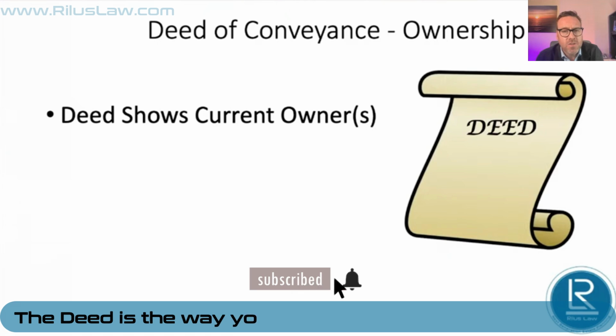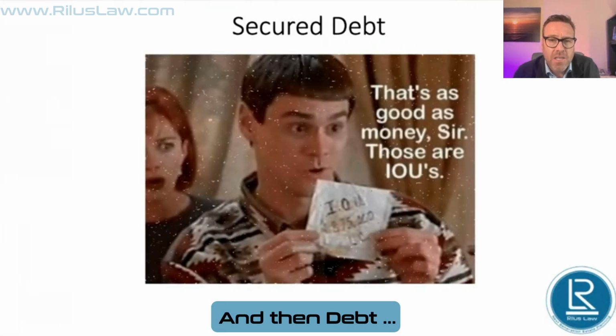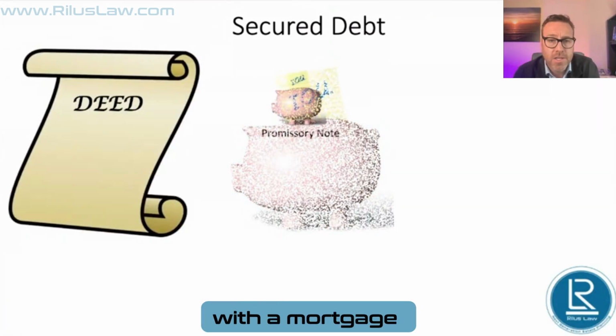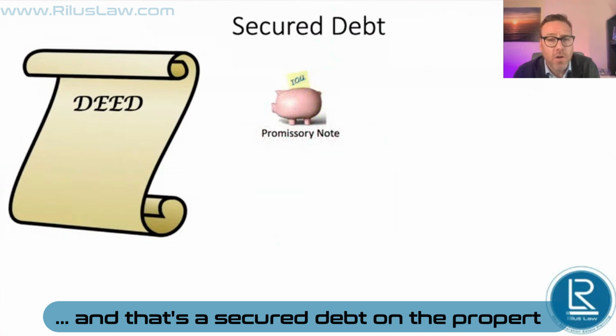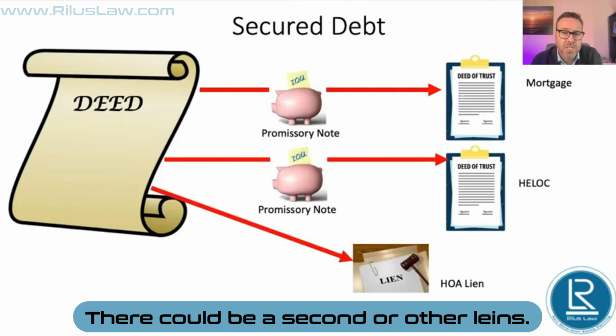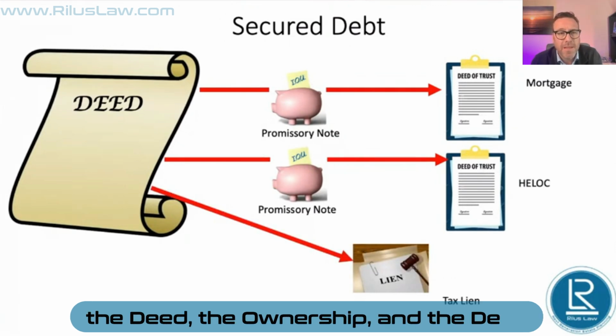The deed is the way that you show the ownership of real estate. And then debt, oftentimes you buy a house, you borrow some money with a mortgage, and that's a secured debt on the property. So there could be a second or other liens. But I just want to separate this idea of the deed and the ownership and the debt.